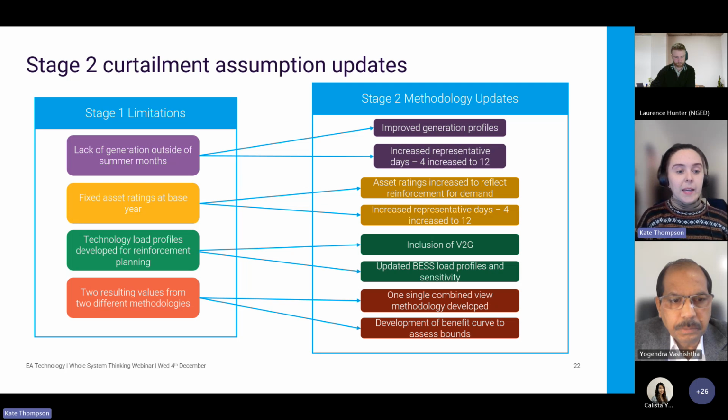And then the final, probably most concrete thing that we did is we took the 2 methodologies that we'd used in stage 1 and we combined these so that there was a single combined view of curtailment from the 400 volts all the way up to the 132 kilovolts of the distribution network. And then taking that singular view, Baringa, our project partners, assessed a curve around this of different variations of curtailment in order to understand what the benefit of preventing curtailment is if our best view were to be higher in reality or lower.